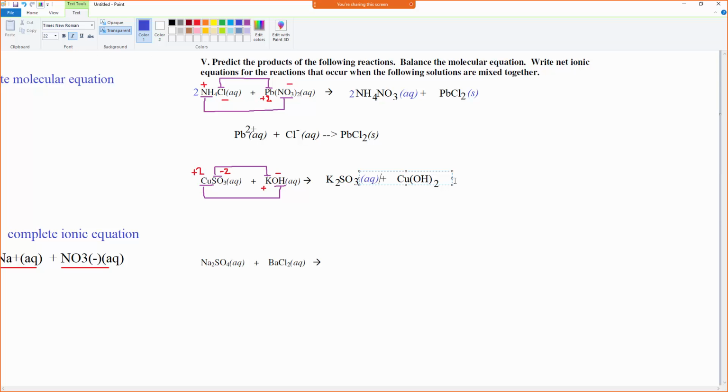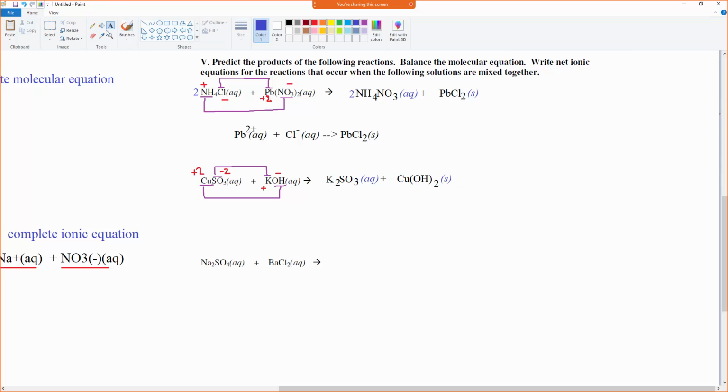Why? Potassium is always soluble. What about the copper hydroxide? Will it be soluble or not soluble? Solid. Why is that soluble? I mean, sorry, solid. That is insoluble. It's not on the table. Neither copper nor hydroxide are on the table of things that are soluble, so we can presume they're not.